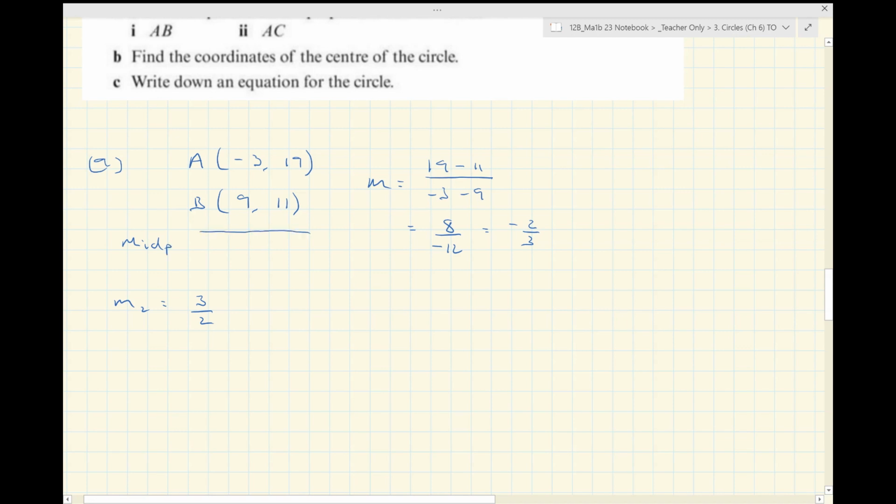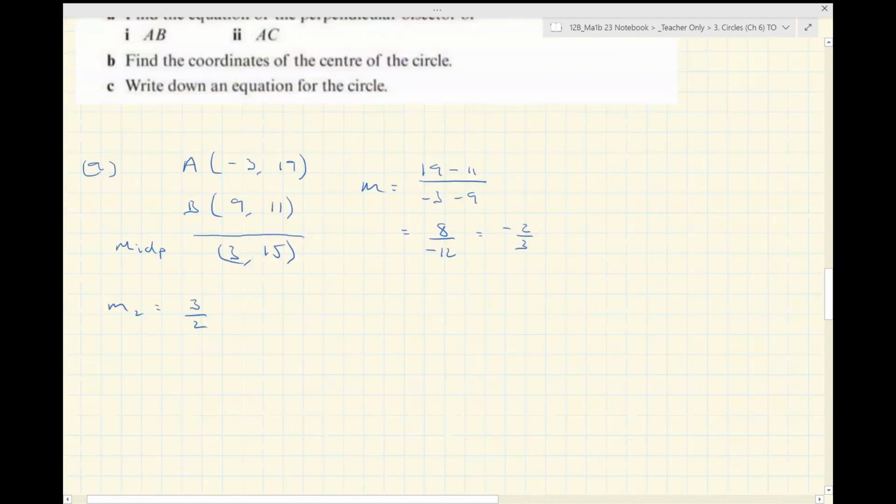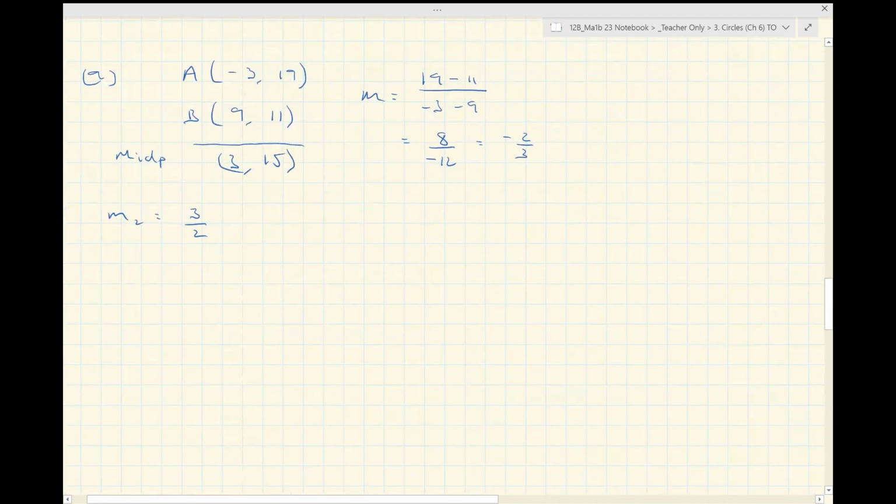So I'm going to find the midpoint of A and B by adding together the x coordinates and dividing by 2, and adding together the y coordinates and dividing by 2. So my perpendicular bisector goes through the point (3, 15) and has a gradient of 3 over 2. y minus 15 equals 3 over 2 lots of x minus 3. Multiply everything by 2. Multiply out that bracket.